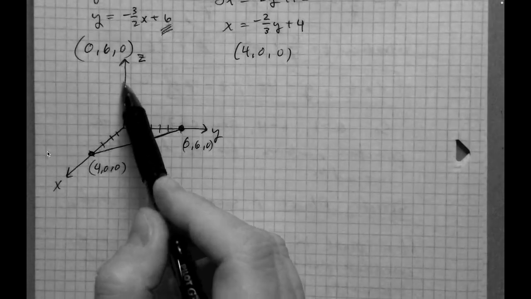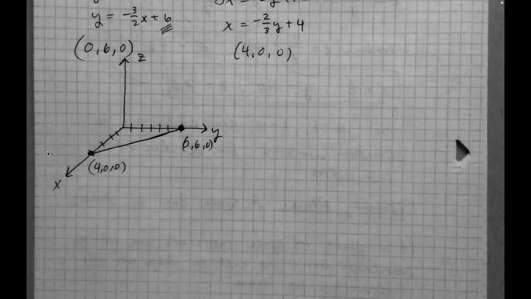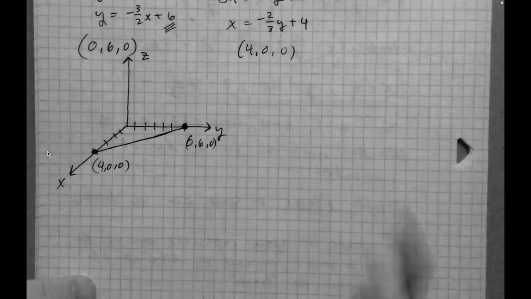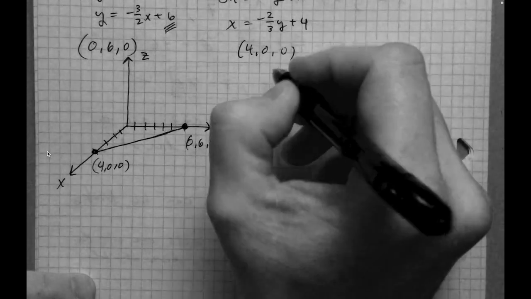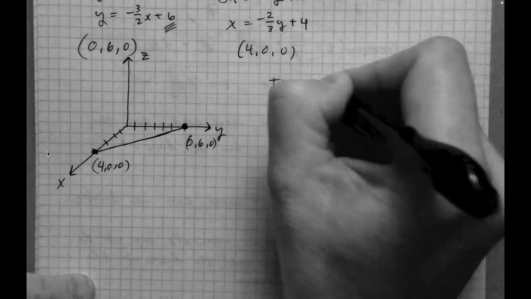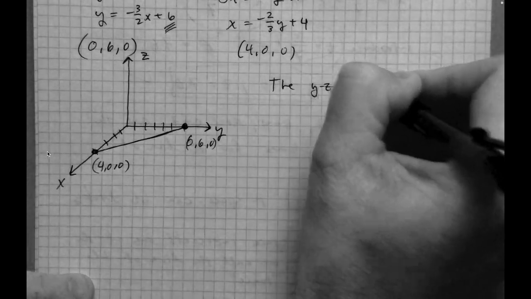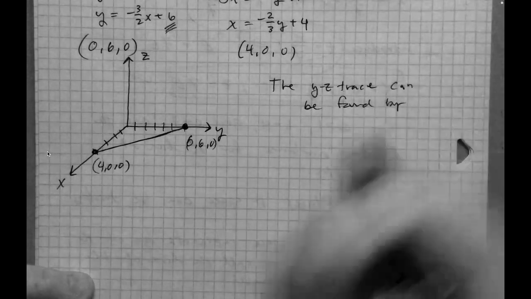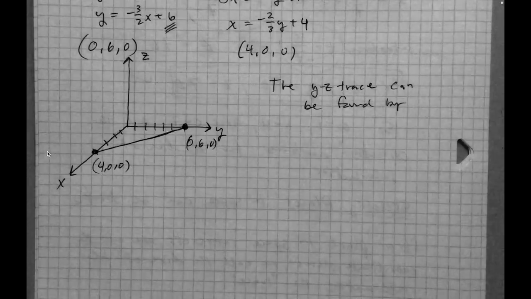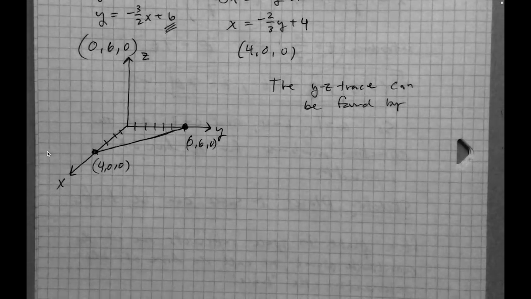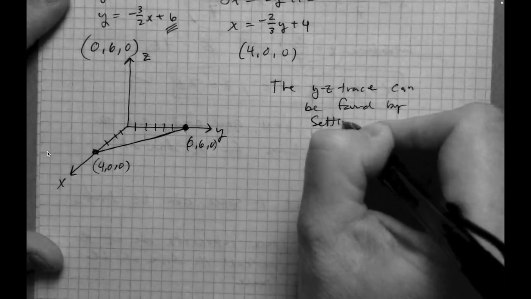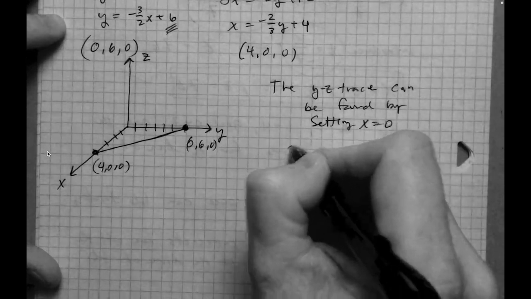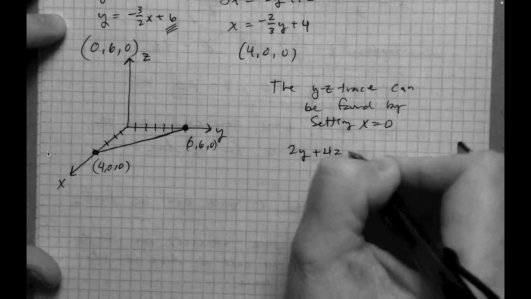Now, what about up here with the z? How do we get to that? Well, you could get to it by the xz trace or the yz trace. So let's use the yz trace. The yz trace can be found by setting x equal to 0. And so what do I get? I get 2y plus 4z equals 12.